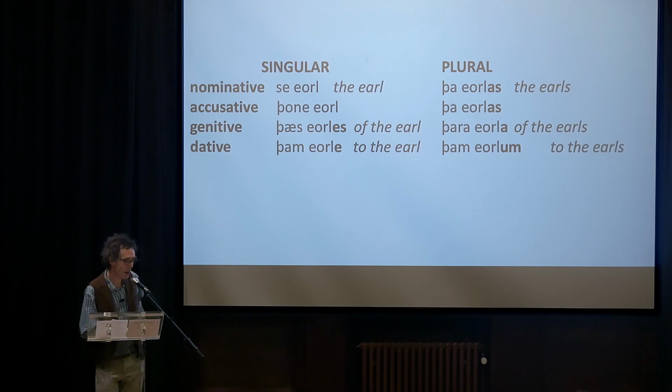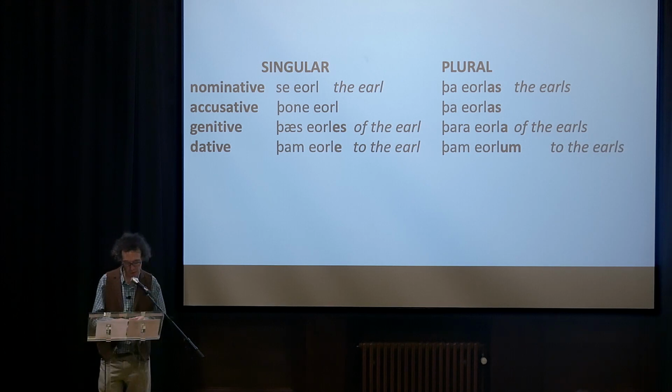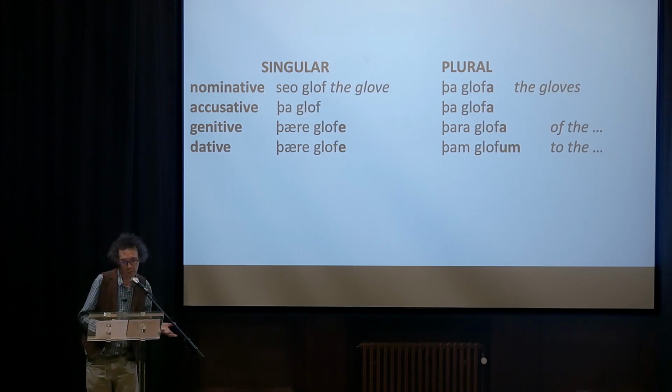And in the plural, you also had various endings on the definite article, and on the ends of the nouns as well. So the plural of eorl is eorlas. Of the earls, of the noblemen, is thara eorla, and to the earls, tham eorlum, which is rather similar in Icelandic, which is another sister language. You also have feminine nouns, and the word for glove was a feminine noun, and you can see the various endings there. The plural is rather similar. So grammatically, it's a Germanic language.